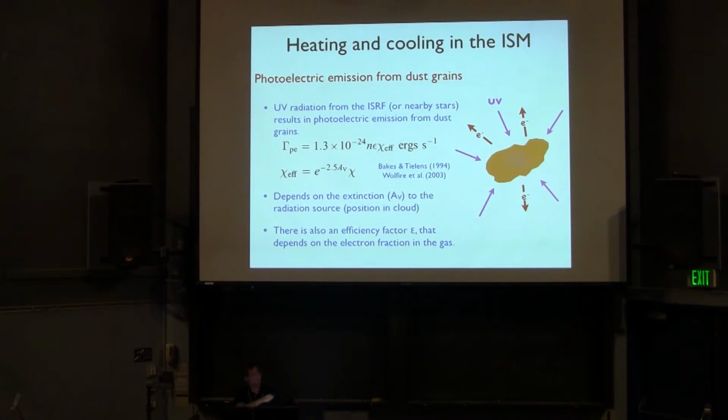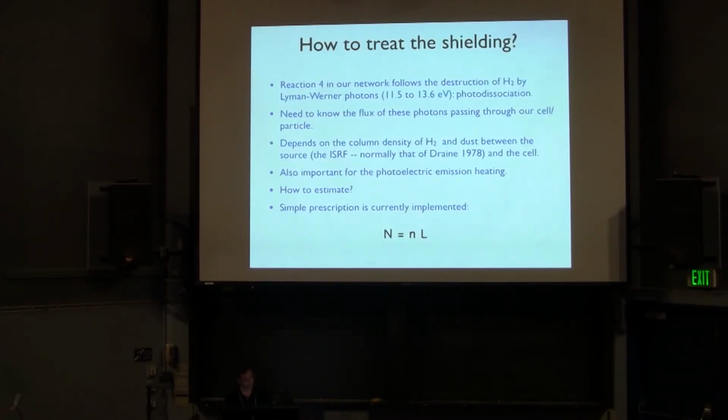Okay, so. But again, you've got to see this as a problem. You need to know roughly what the strength of the radiation field is at your point in the simulation box. Okay, so that's going to be an issue. So how do you treat the shielding? The photoelectric emission depends on where you are in the clouds, and also your chemical reaction rates depend on where you are in the cloud.